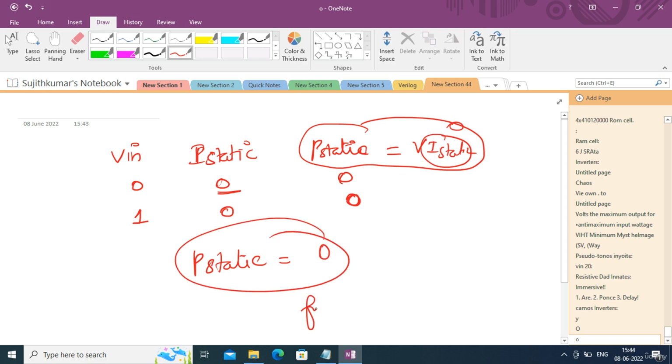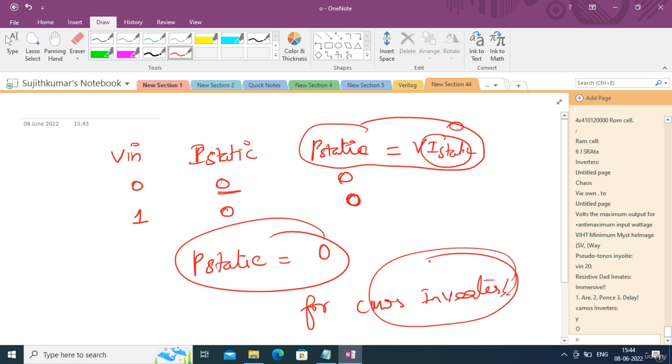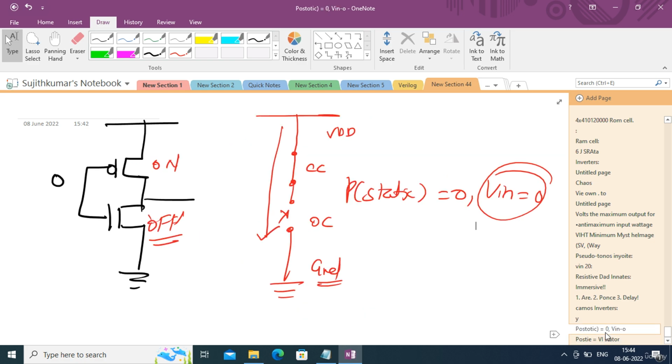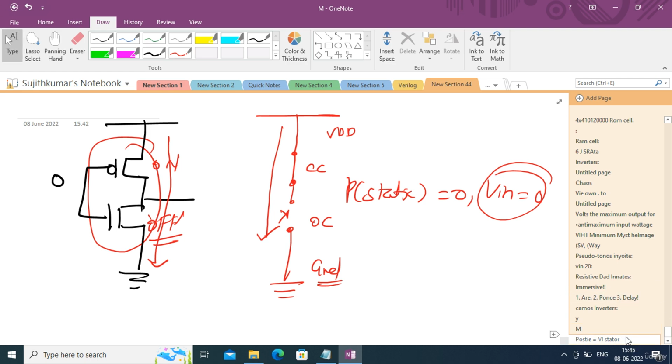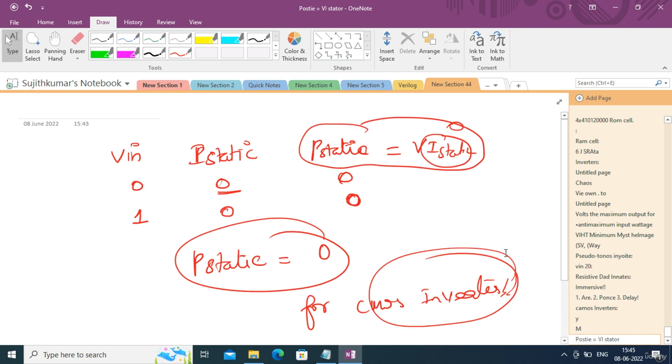So the static power consumption is 0 for a CMOS inverter. This is a very beautiful property: the static power consumption is ideally 0 because there is no instant when both the transistors are active. When you want to consume power, there should be a current flow from VDD to ground, right? That is only possible when both the transistors are on, but that is not the case. Both the transistors cannot be on, unless in practical cases. Otherwise, in ideal cases, both the transistors cannot be on, right? So there is no static power consumption in a CMOS inverter. This we have to understand because power is a very important factor in VLSI design, right? Thanks a lot.